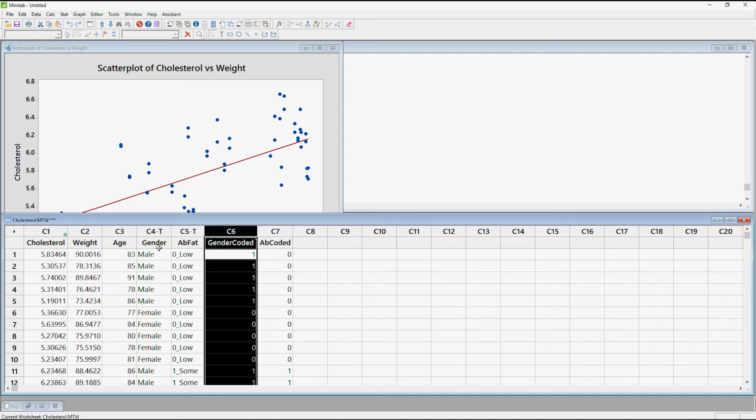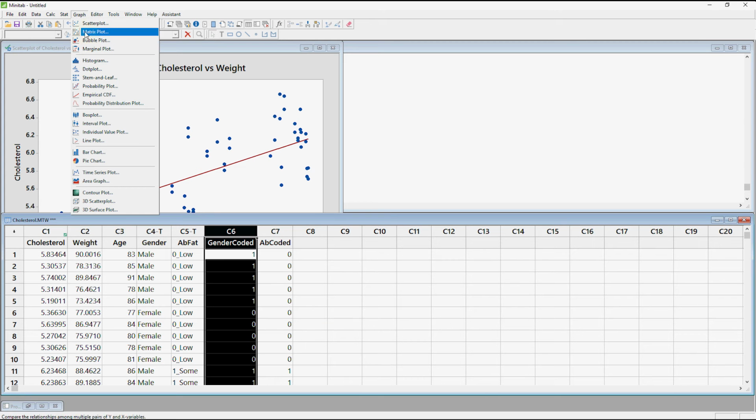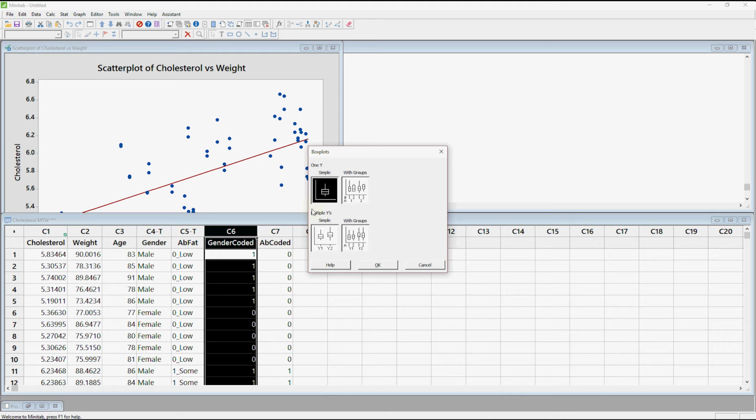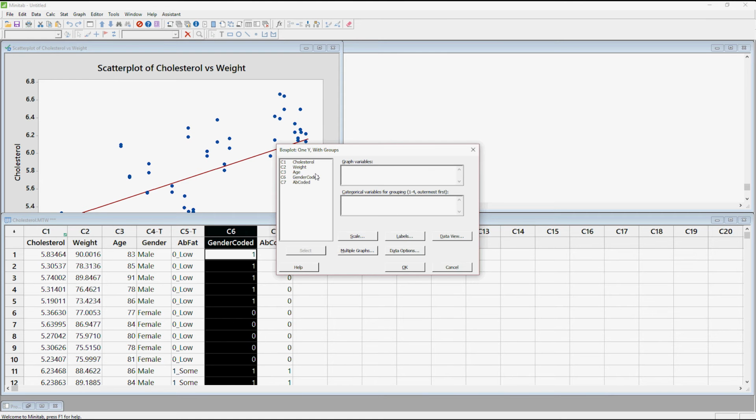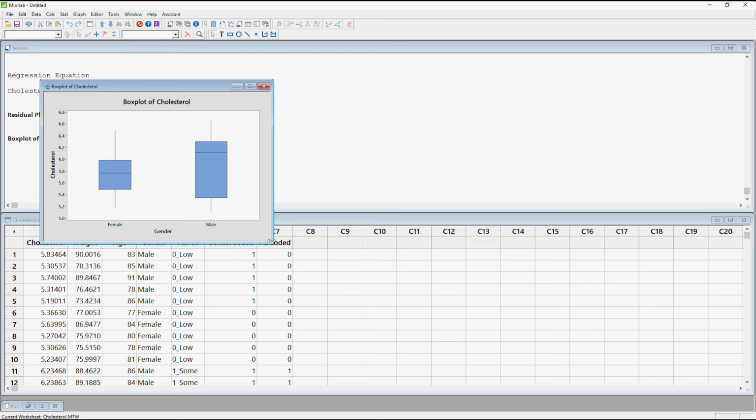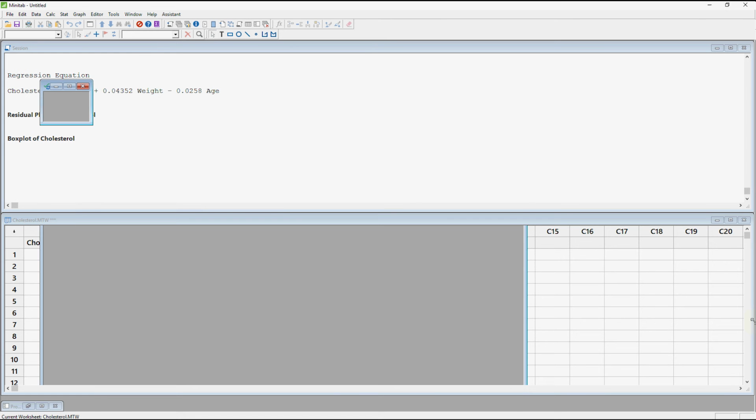So if I wanted to have a look at this difference in cholesterol between the genders and the levels of abdominal fat, I might first do a graph, and in this case I'd probably do a box plot just to have a look at all of it. So I want to do it with groups. So I want to graph the variables cholesterol, and let's do gender. Oh, what happened there?